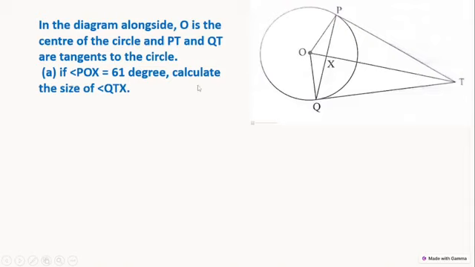So this is our example. The question reads: in the diagram alongside, O is the center of the circle, and PT and QT are tangents to the circle. So we have PT, then we also have QT. PT and QT are tangents to the circle. Question A: if angle POX. So here we have angle POX.